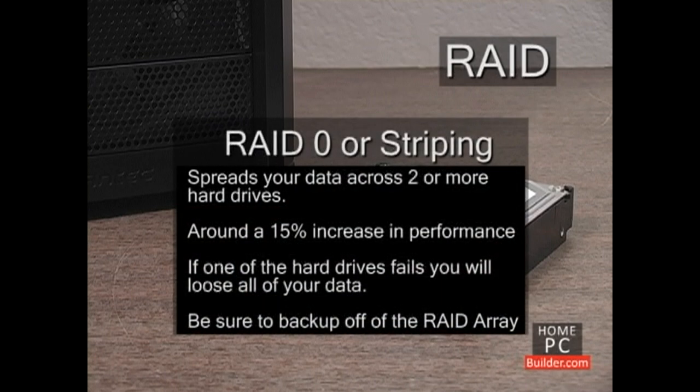RAID 0, sometimes called striping, spreads the data across 2 or more hard drives. This gives you around a 15% increase in performance. The downside to RAID 0 is that if just one of the drives in the RAID 0 array fails, you will lose all of your data, even on the hard drives that are still working, because a portion of your data was on the drive that is now dead. If you use RAID 0, make sure you have your important data backed up off of the RAID 0 array.